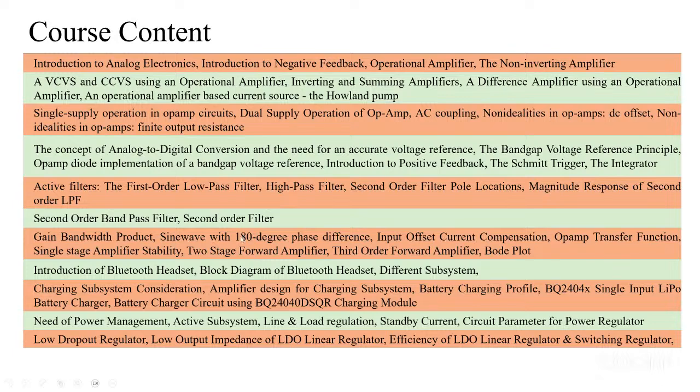Now in week 7, till week 6 we discuss only the ideal filters and ideal operational amplifier. In week 7 we go to the non-ideal operational amplifiers, the practical operational amplifier that we use. Okay, where the limitation is that the current gain is not infinite. Okay, weeks 8, 9, 10, 11 we discuss, starting with the Bluetooth handset.